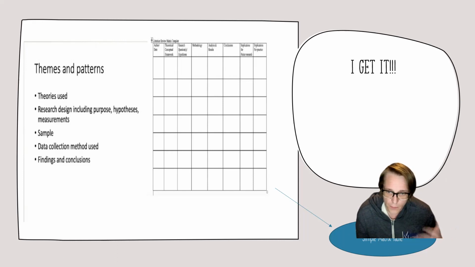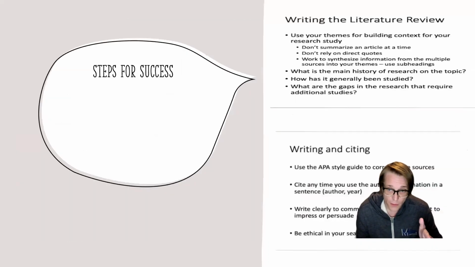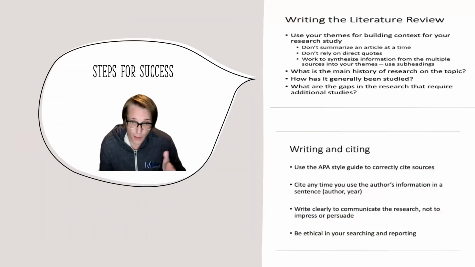Babbie has many questions to consider when evaluating previous research, from analyzing the theoretical orientation used to the research design, the concepts and how they were measured, how the sample was collected, and of course, what findings and conclusions were made. Take note of these in your table and the matrix. So as you can see here, there are steps for success when you're writing your resource.